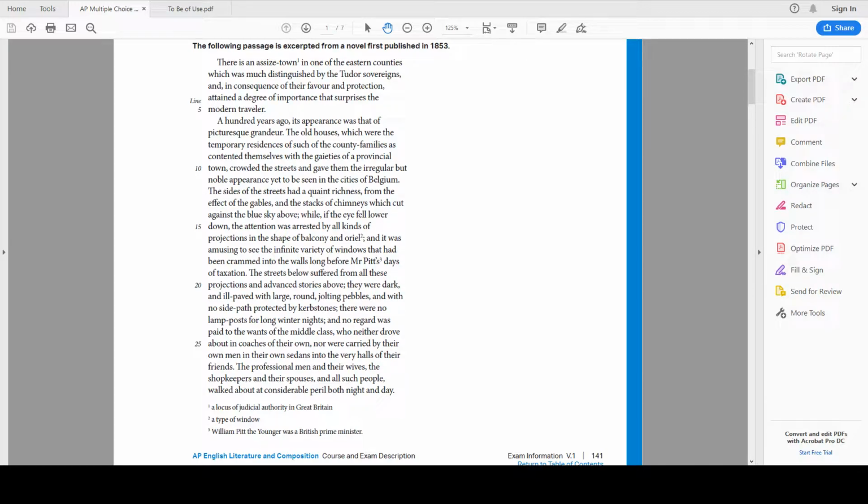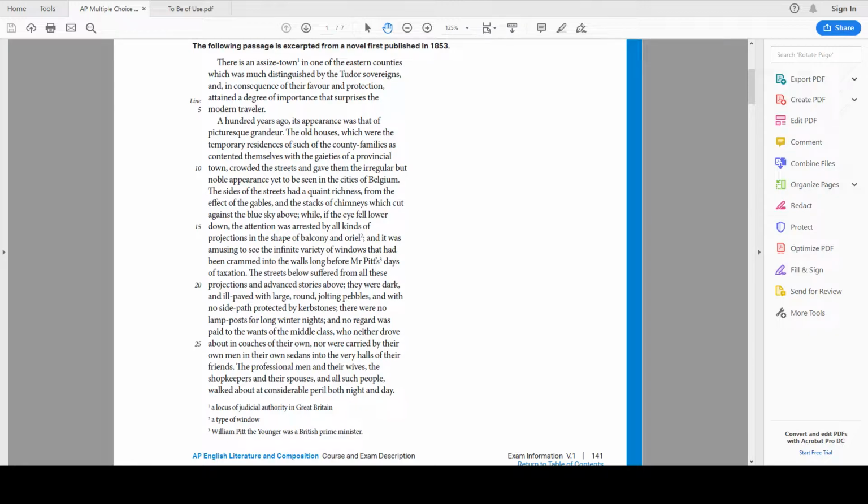From the effect of the gables and the stacks of chimneys which cut against the blue sky above, while if the eye fell lower down, the attention was arrested by all kinds of projections in the shape of balcony and oriel, which you can see in a footnote means a type of window, and it was amusing to see the infinite variety of windows that had been crammed into the walls.